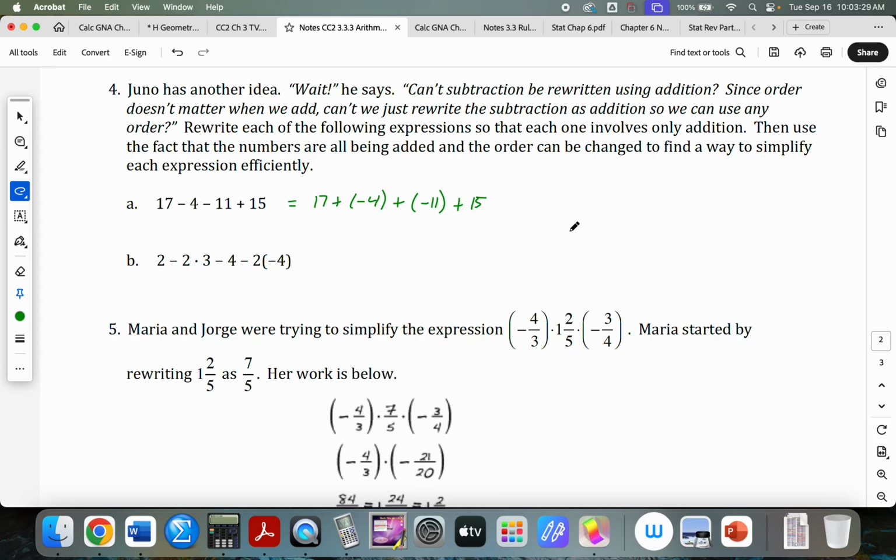Okay. I'm going to do it slightly different than that. I'm going to do the 17 last because I don't want to keep track of it. So I'm going to say, okay, do 15 plus negative 4 plus negative 11 plus 17. Because what does this whole first part add up to? 0.